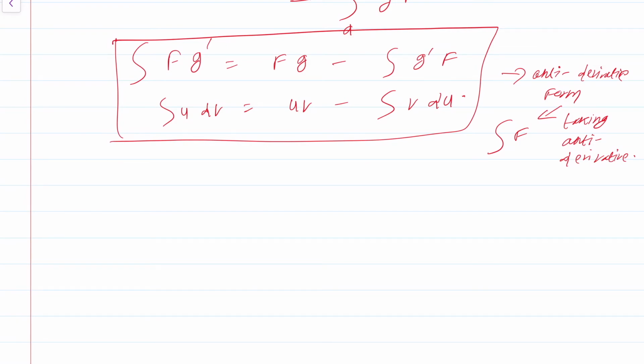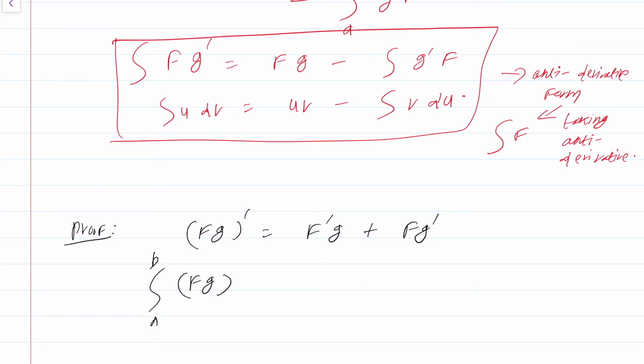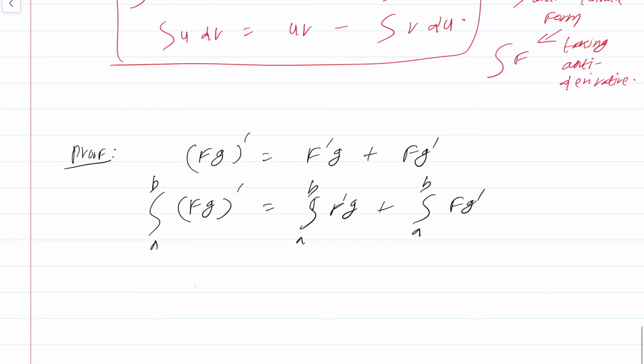Well, how does this follow? The proof is very easy. It just applies the famous Leibniz rule for differentiation of a product. We already know that (fg) prime is f prime g plus f g prime. So the integral from a to b of (fg) prime is going to be the integral of f prime g from a to b plus the integral from a to b of f g prime, from which the result is obvious.